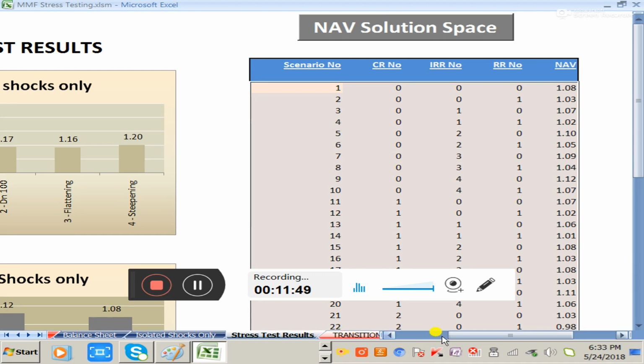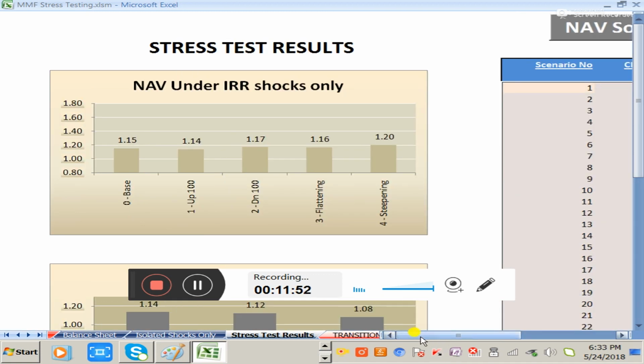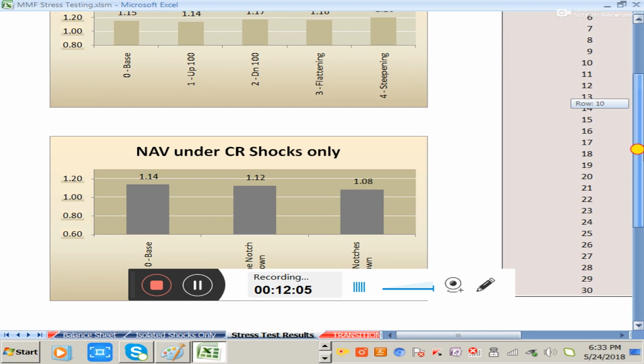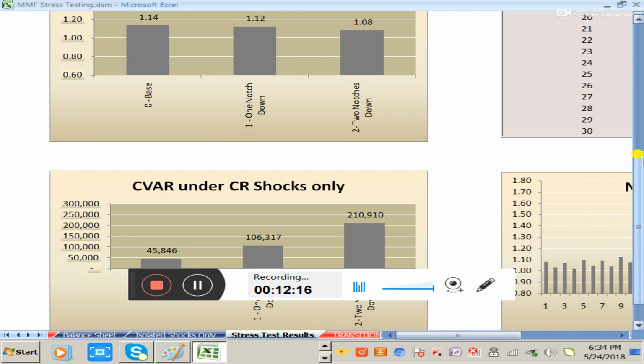Finally, the stress test results. Here it graphically represents the NAV under IRR shocks only. As you can see, the up 100 has a down NAV of 1.14 and steepening has 1.2. Similarly, the NAV under credit shocks has 1.14 at the base scenario, and at 2 notches down you have 1.08. So for credit VaR, which is a credit value at risk, for base scenario you have 45,000 of a loss, and for 2 notches down for all investment securities you have a loss of $210,000.